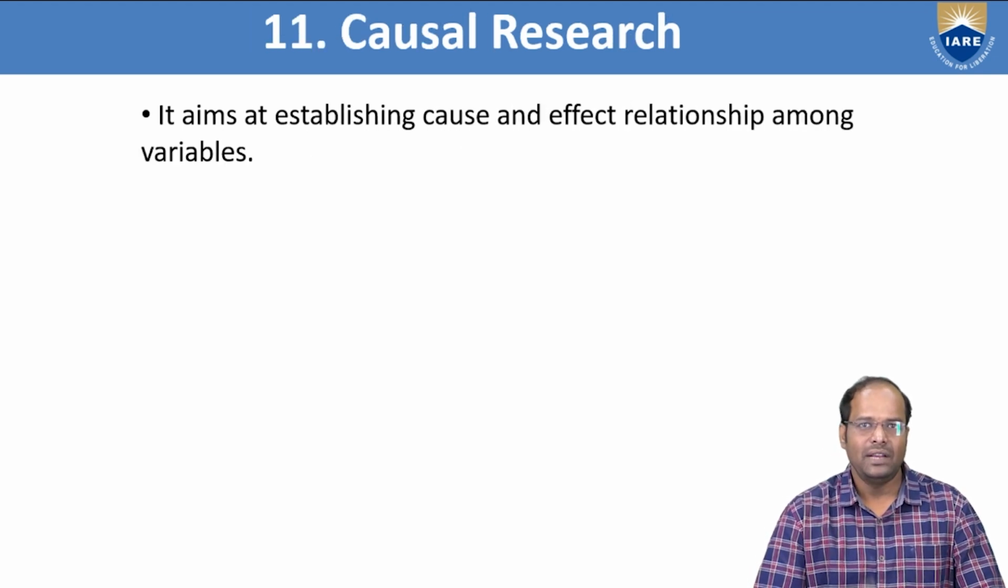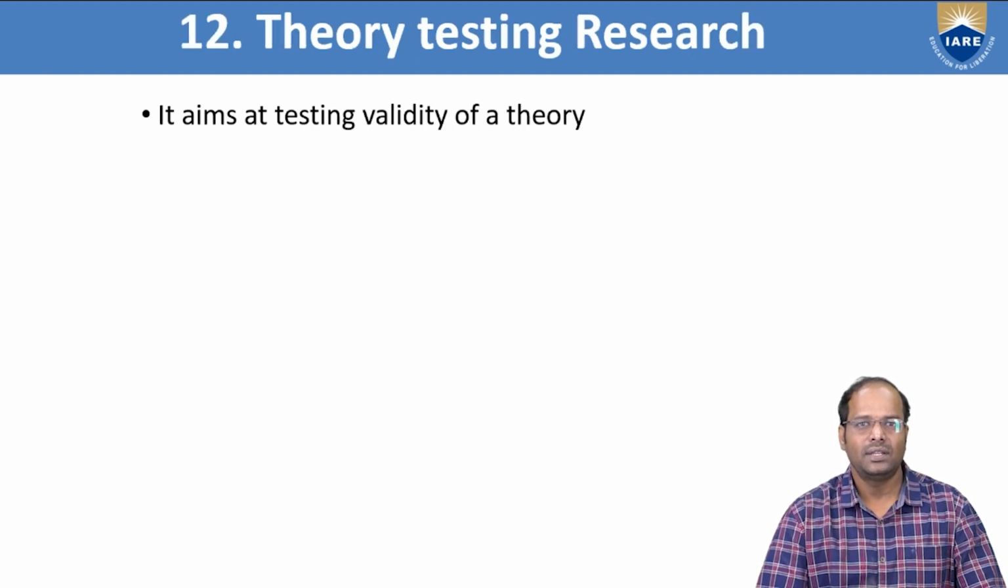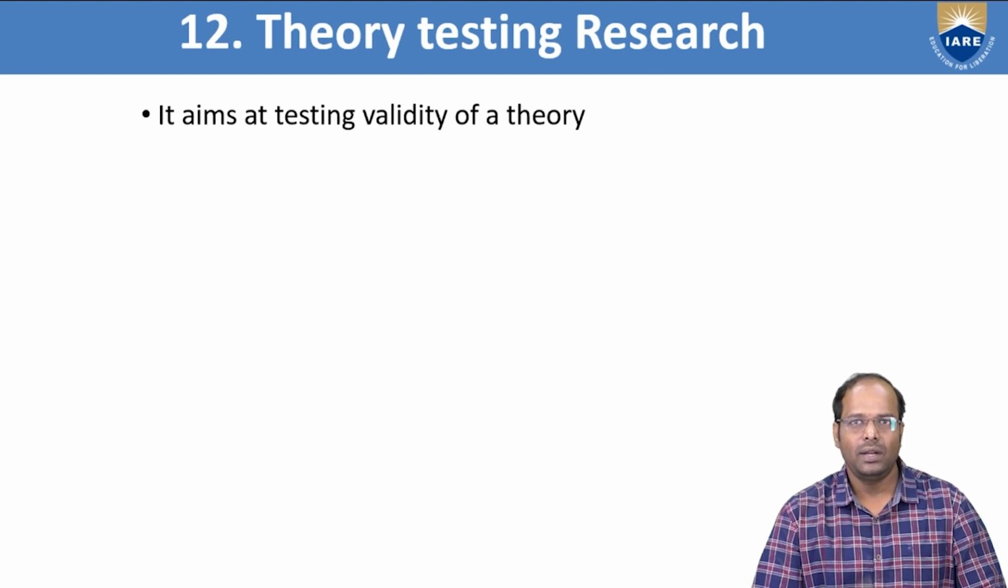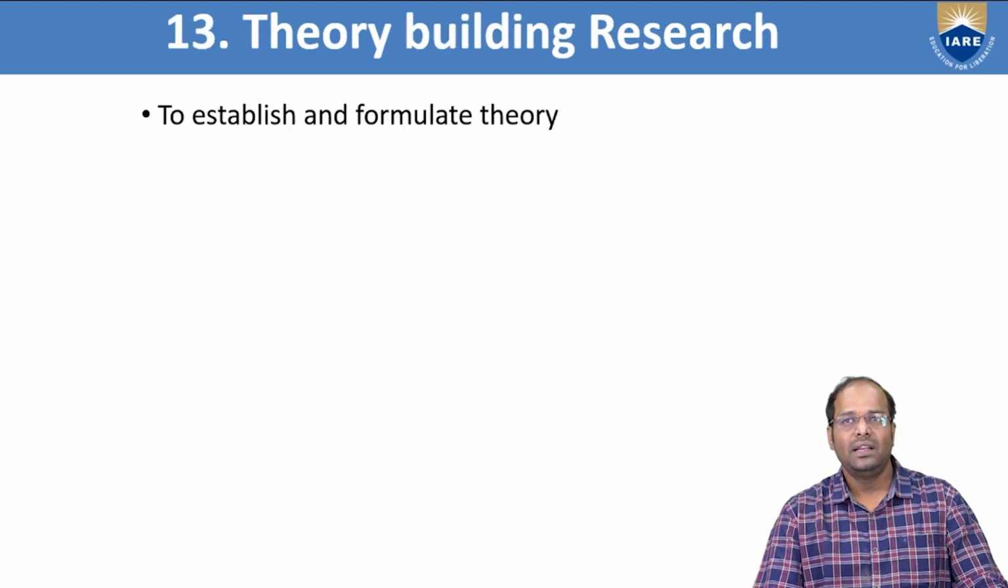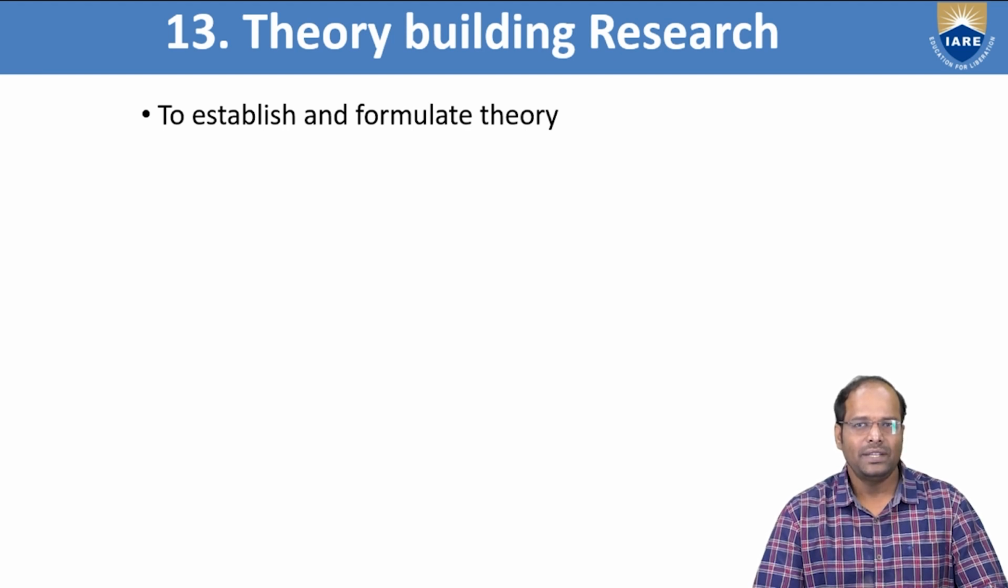Another one is the causal research. It aims at establishing cause and effect relationships among the variables, which falls under the causal research. Another one is the 12th one, theory testing research. It majorly aims at testing the validity of a theory, whether it is true or not. Another one is theory building research, to establish and formulate theories, which falls under the theory building research.